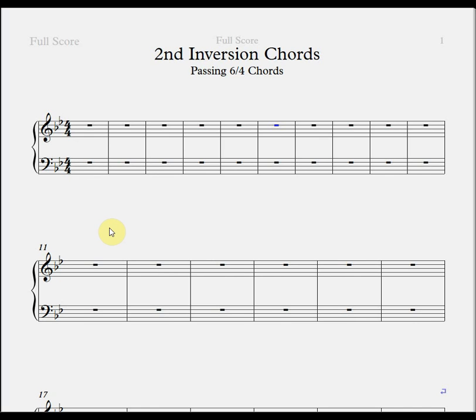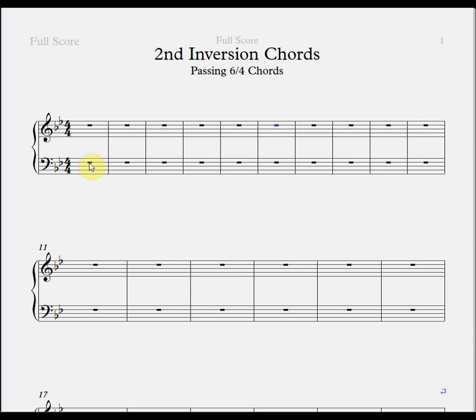Between the bass and the tenor we have the perfect fourth interval, which in that particular context is considered a dissonant interval. So there are very specific situations in which you can use second inversion chords. Those are passing, cadential, pedal, and arpeggiated. In this particular video we're going to look at the passing 6/4 specifically.